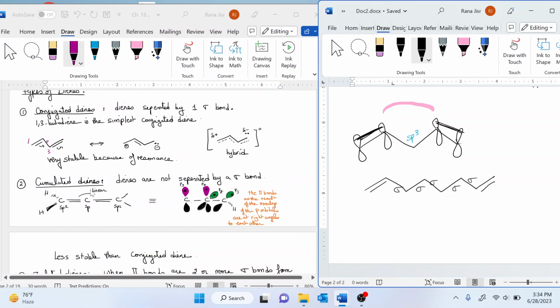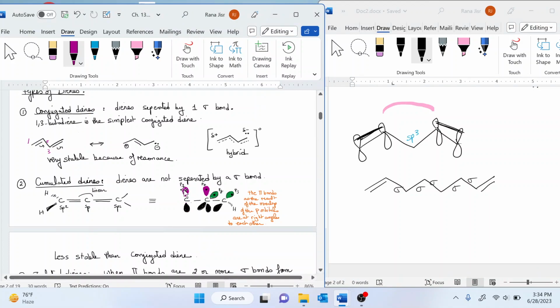Cumulated dienes, on the other hand, are dienes that are not separated by a sigma bond. The double bonds are directly next to each other. And that is going to force the central carbon to assume a linear geometry with an sp hybridization, meaning that carbon will end up having two p orbitals. The p orbitals are forced to be 90° away from each other in this case, so that they can overlap. So this p orbital will overlap with the adjacent carbon, and this p orbital will overlap with the adjacent carbon.